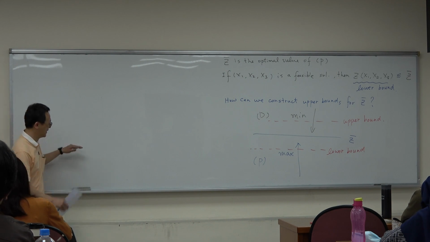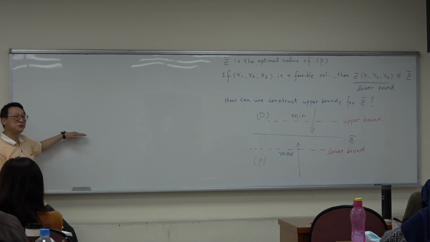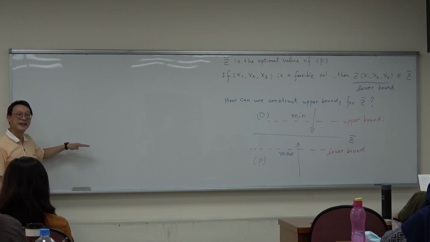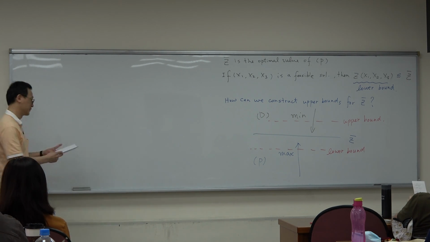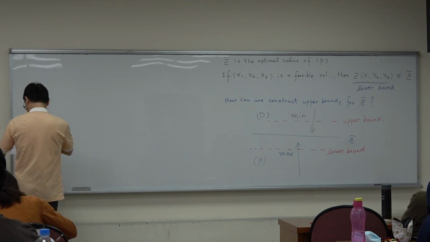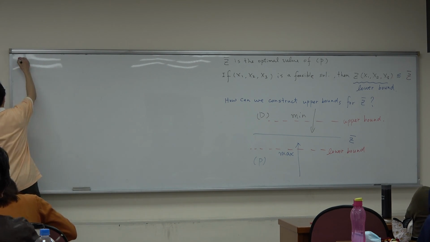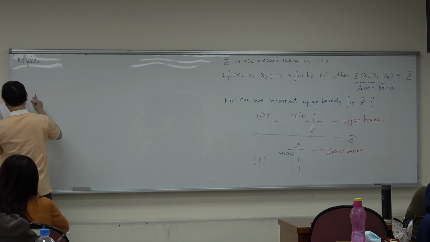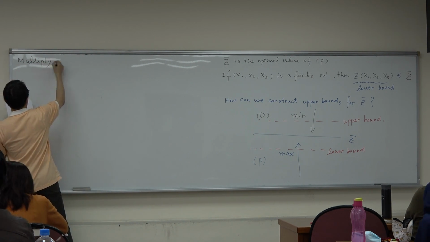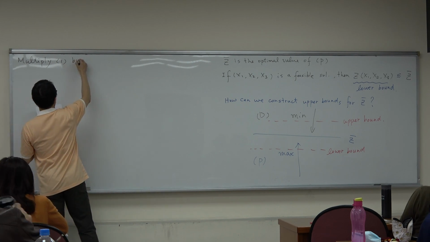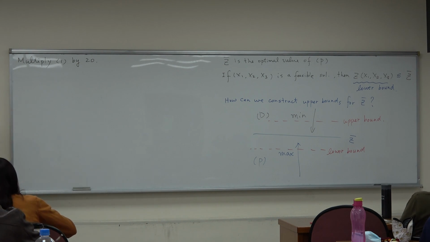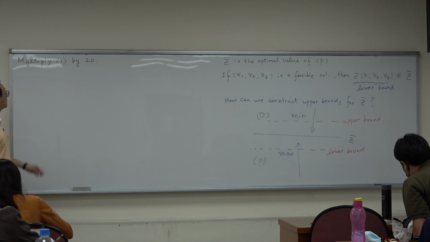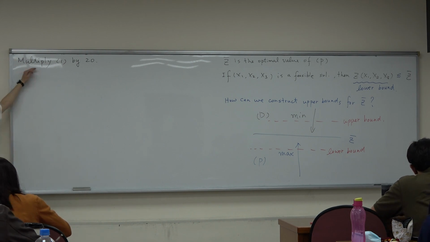Suppose you still can see it. I have the objective function, right? And I have two constraints. Okay? And then I mark the first constraint as 1. The second constraint is 2. Okay. So let's continue. Suppose you still can see that. We multiply the first constraint by 20.